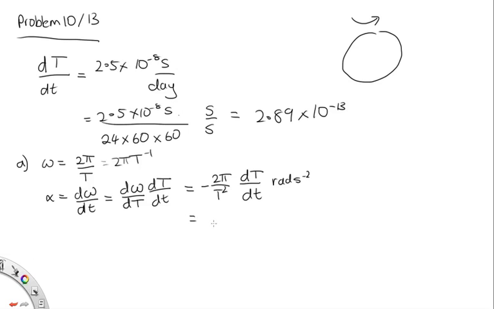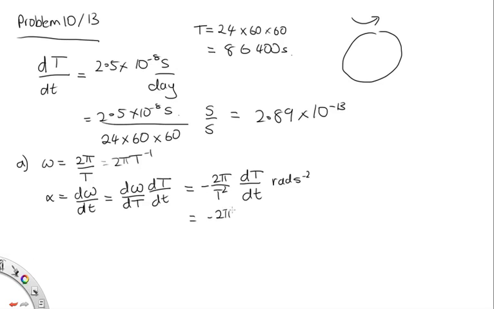Okay, so substituting in. Before we can substitute in the period, we should actually calculate it. We know that the period for Earth's rotation is 24 hours. So it's 24 hours times 60 times 60 seconds. Solving this on the calculator, we get 86,400 seconds.